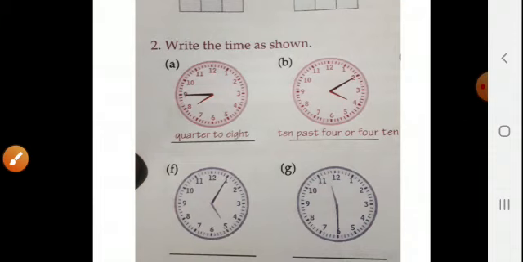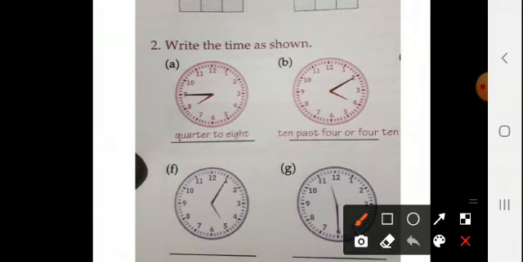So 7:45 means 15 minutes to 8. There are still 15 minutes to be 8. Understood? So how will we write it? 7:45. Understood?